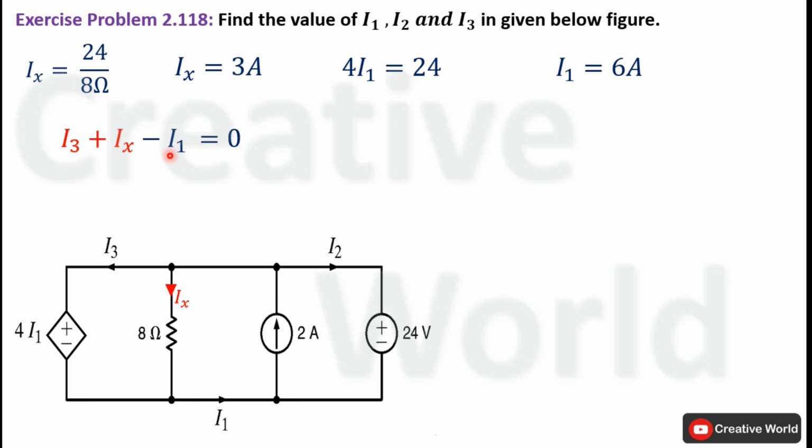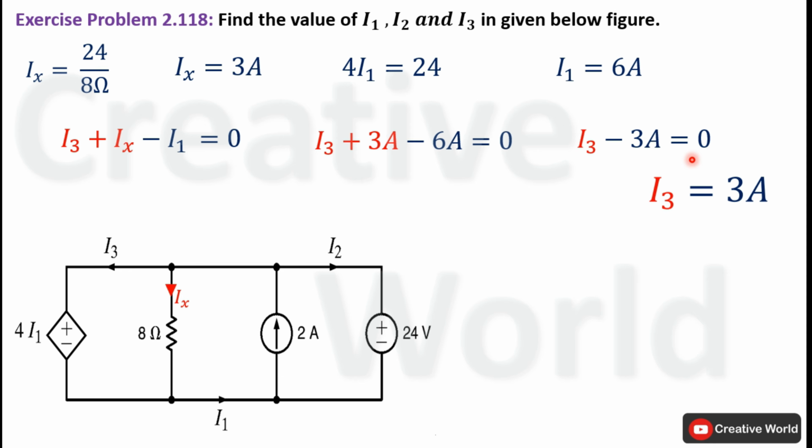Now inside this equation we know the value of current I1 and Ix, so we can calculate the value of current I3. For that purpose we have to replace the values of current Ix and I1. Ix is equal to 3 ampere while I1 is equal to 6 ampere. Subtract 3 ampere from 6 ampere, the answer will be minus 3 ampere, and place this minus 3 ampere on the other hand side of equal to calculate the value of current I3, that will become 3 ampere.